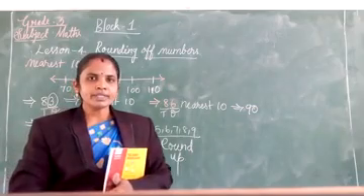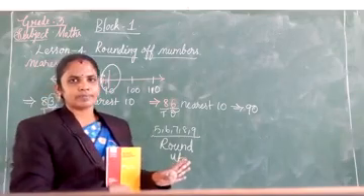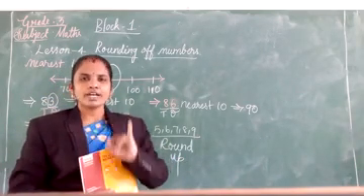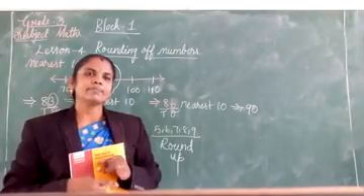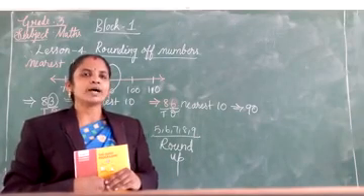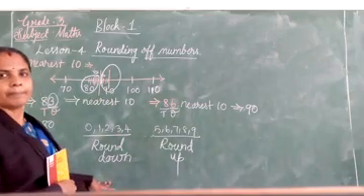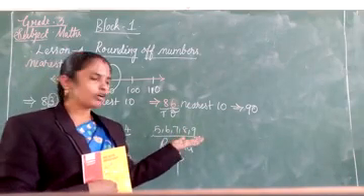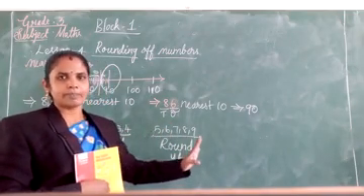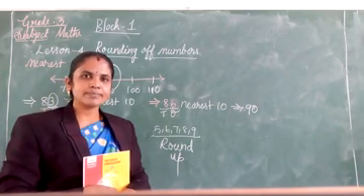Are you all clear with this? I hope you have understood this concept. To round off the numbers to the nearest 10, first we should see the digit in the place of ones. If the digits are followed by 0, 1, 2, 3, 4, we should round down the number. If the digits are followed by 5, 6, 7, 8, 9, we should round up the numbers. That's all. Are you all clear with this?